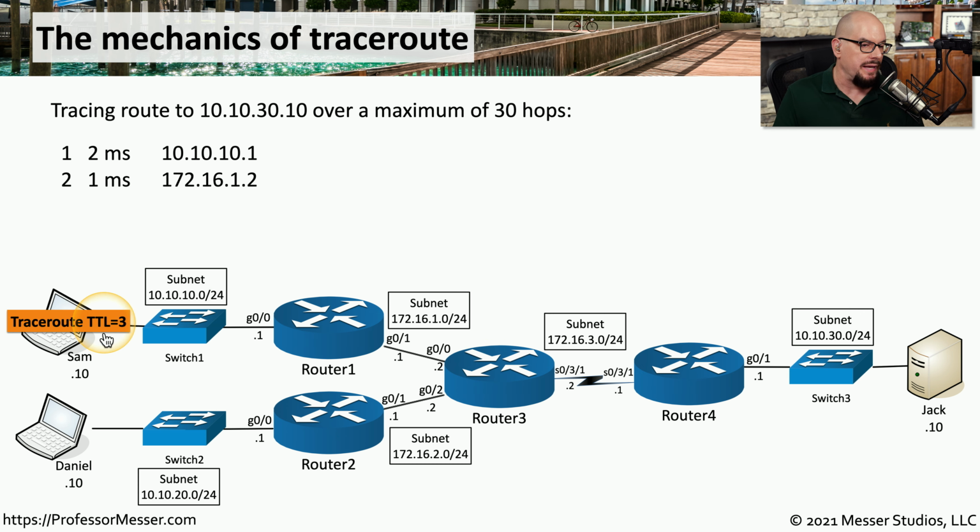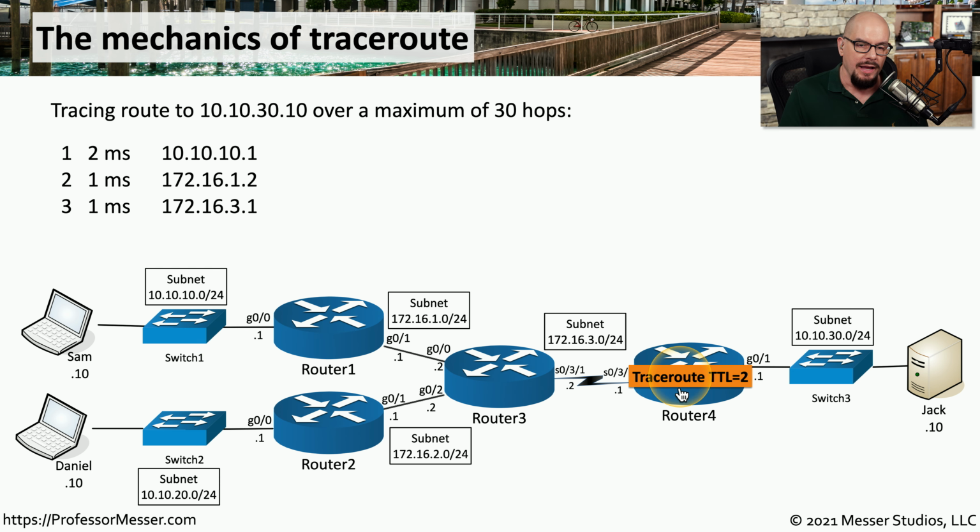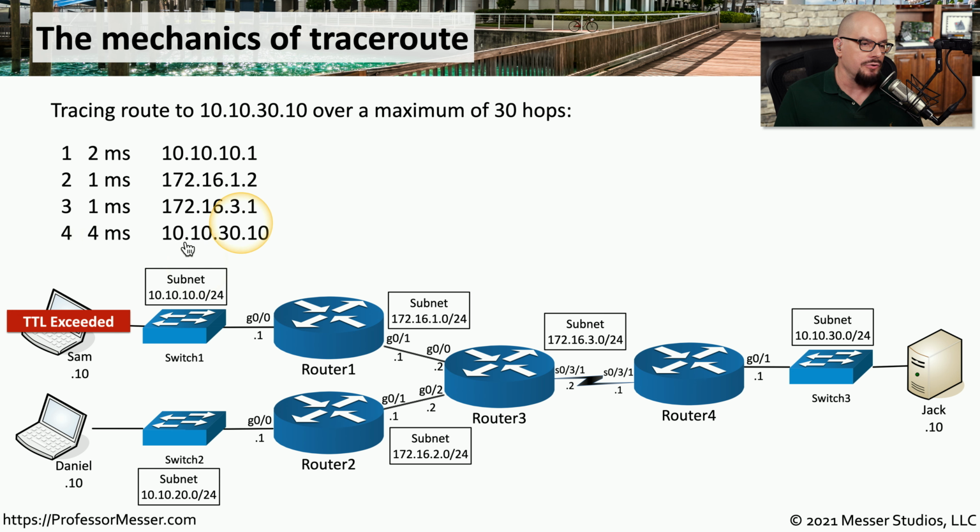The same process is performed again, except this time TTL is equal to 3. It gets through the first router, where it's decreased by 1, gets through router 3, where it's decreased by 1 again, gets to router 4, where TTL is finally 0, and the TTL exceeded is sent back to Sam's workstation, and the IP address of router 4 is added to the list. Not unexpectedly, the process occurs again with TTL equal to 4, where it passes through router 1, router 3, and router 4, and finally makes its way to Jack's workstation. Jack will reply to that traceroute with a TTL exceeded because it did finally get to the last device, and that IP address is added to the list, making the final hop in this traceroute, and now Sam knows exactly what routers are used to get between Sam's workstation and Jack's workstation.